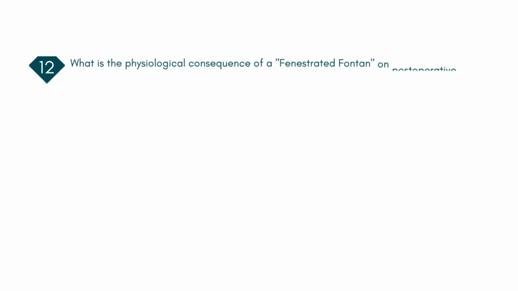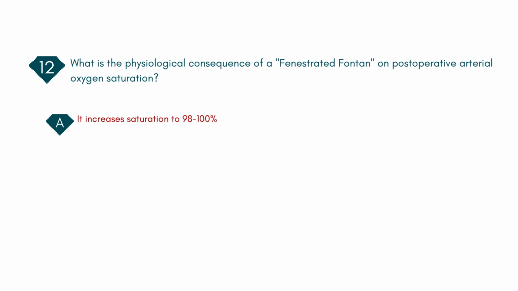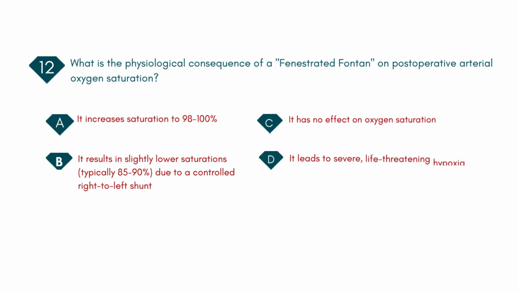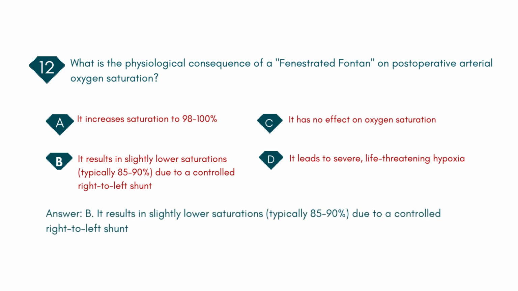What is the physiological consequence of a fenestrated Fontan on postoperative arterial oxygen saturation? A. It increases saturation to 98 to 100%. B. It results in slightly lower saturations, typically 85 to 90%, due to a controlled right to left shunt. C. It has no effect on oxygen saturation. D. It leads to severe, life-threatening hypoxia. Answer, B. It results in slightly lower saturations, typically 85 to 90%, due to a controlled right to left shunt.